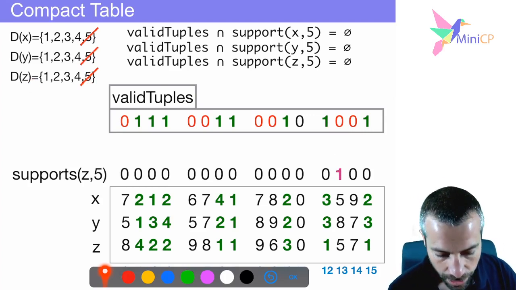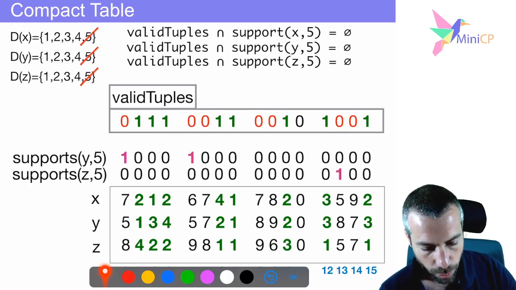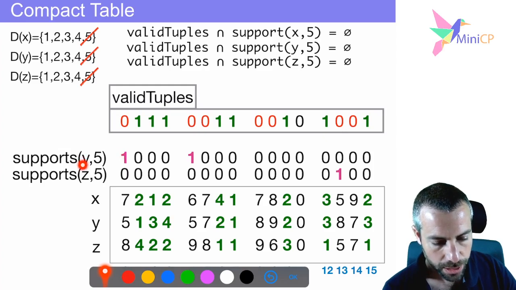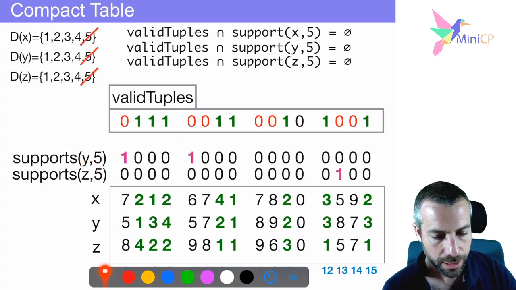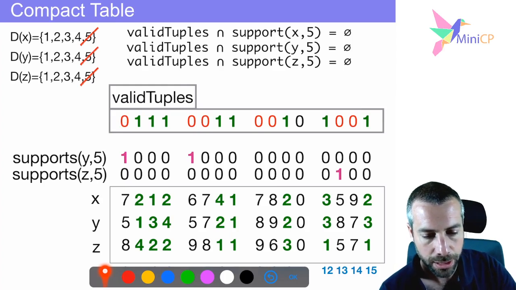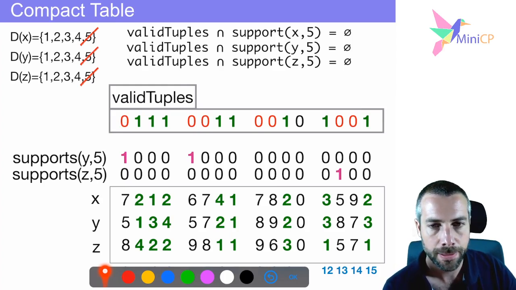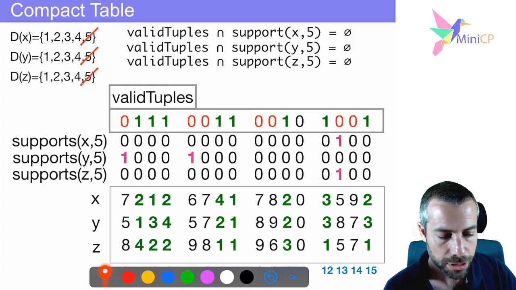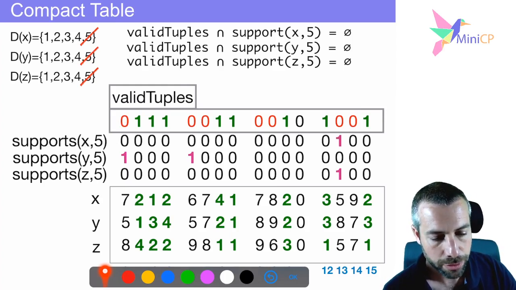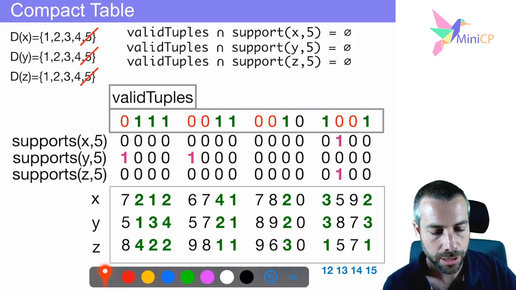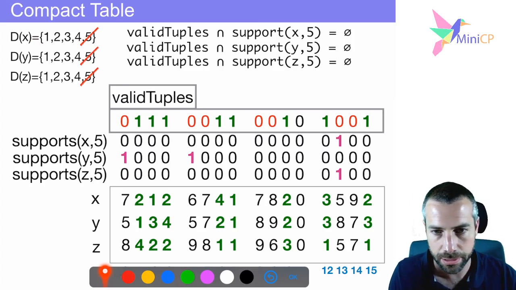Same for y. Again, this is the bit set for the variable y and the literal with value 5. You've got a 1 here because you've got the 5 here. When you do the logical AND, it will be 0 everywhere, and so the intersection will be empty, and you can remove the value 5 from the domain of y. And you can see that it will be the same for the variable x. Again, you can remove this value 5 from the domain of variable x, because when you do the bitwise operation, you will realize that the intersection is empty in this case.